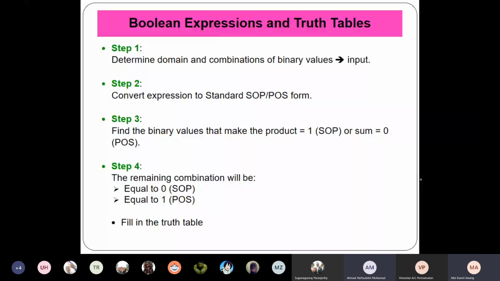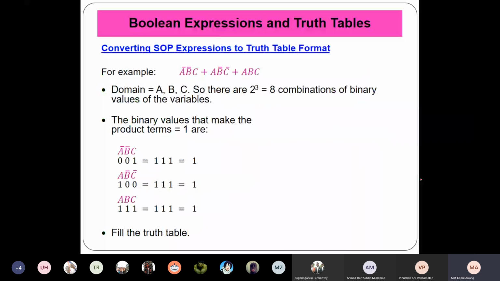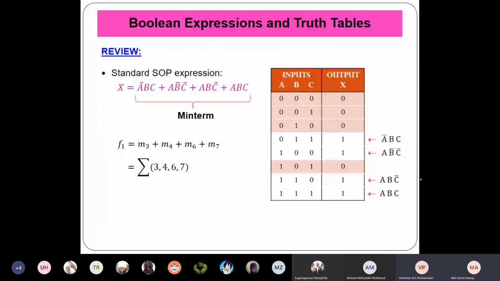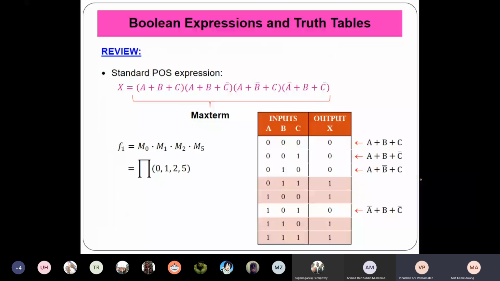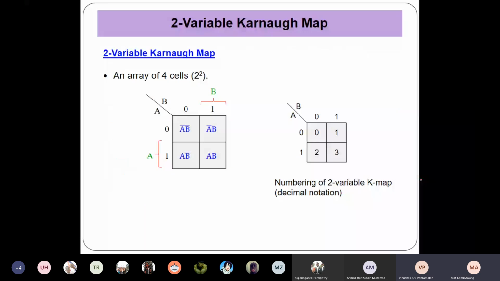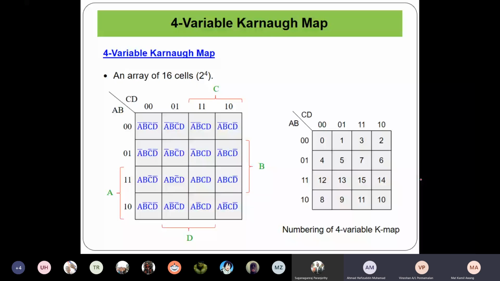So this, I leave it for after Raya. So this is where we go into truth tables. How to create the truth tables in next term and midterm. Then after that, we use the Karnaugh map and how to simplify the equation.